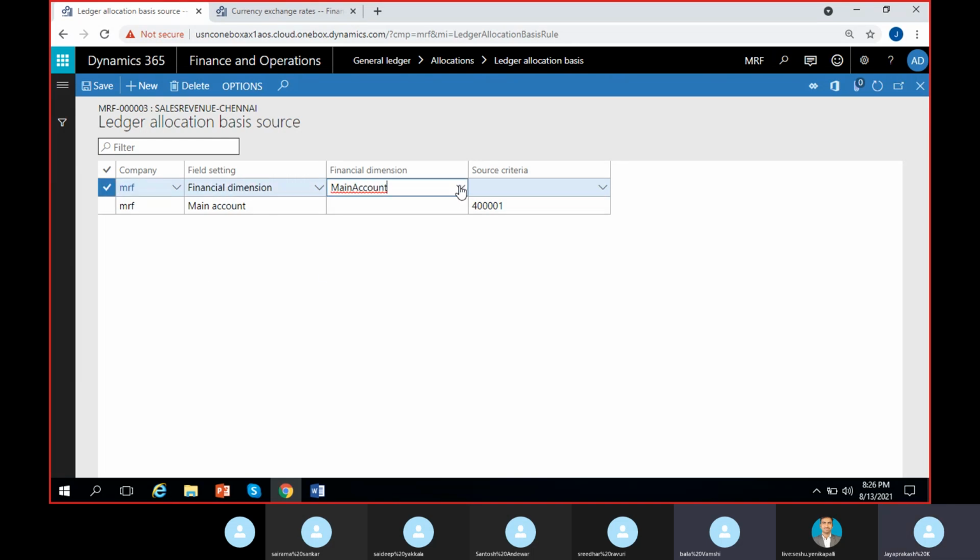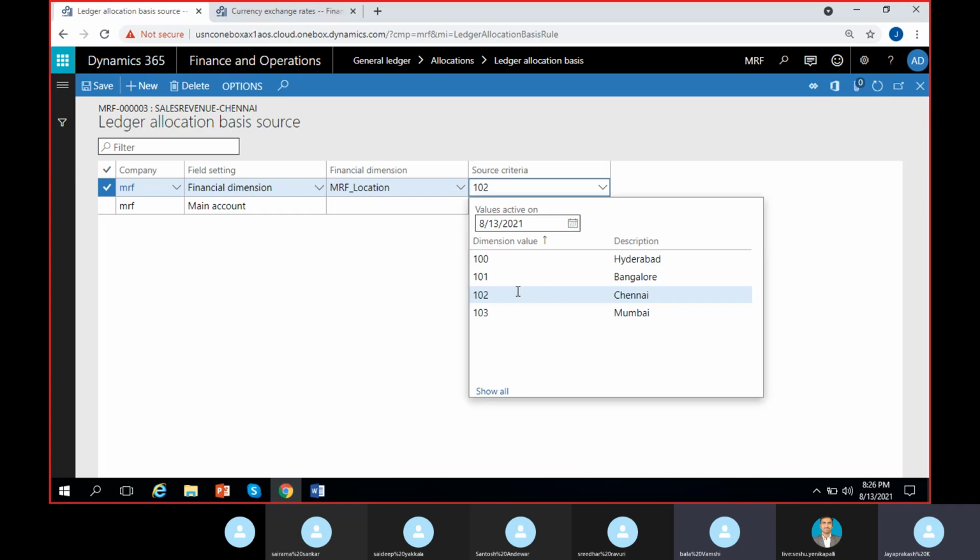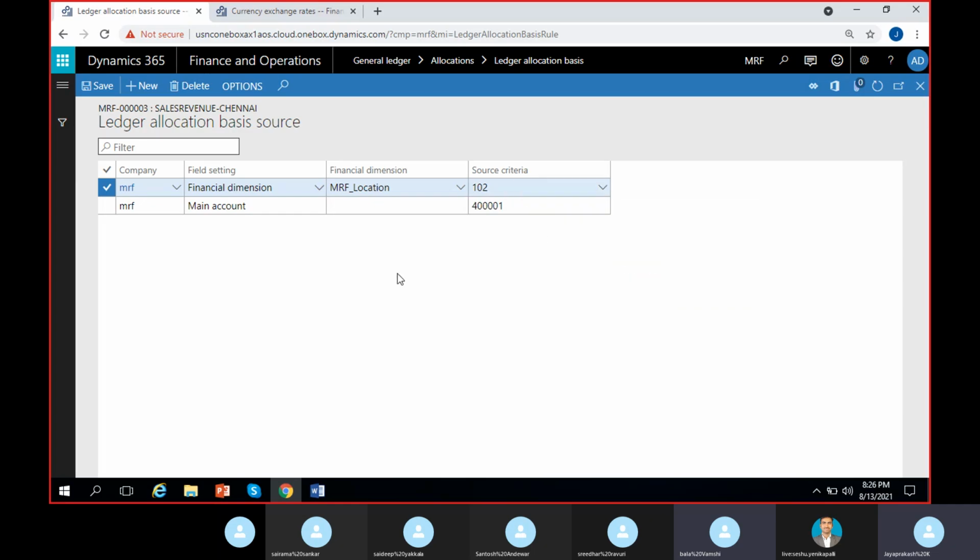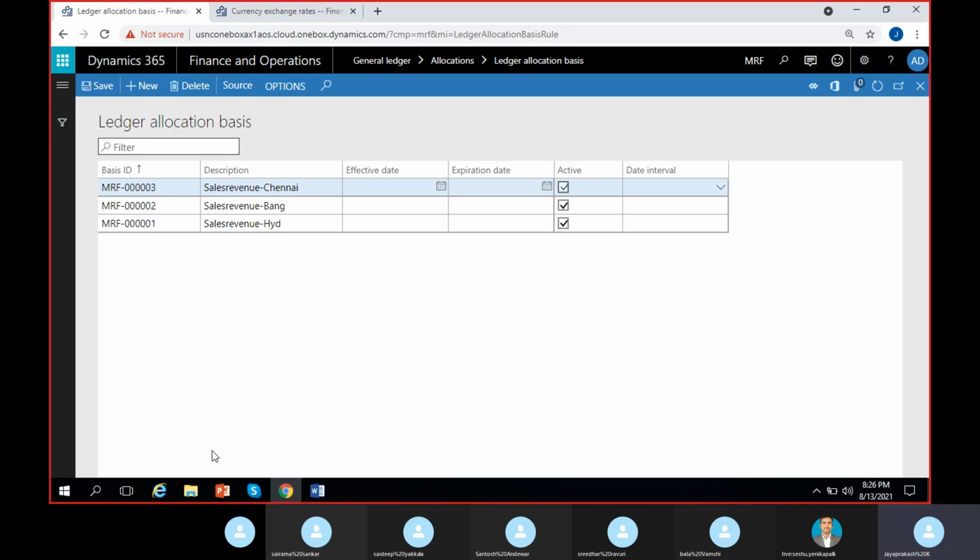Financial dimension, that is actually the location. Location, and dimension value. Yeah, 102 is the Chennai value. So I selected it. Save. Close. And finally, the fourth one.